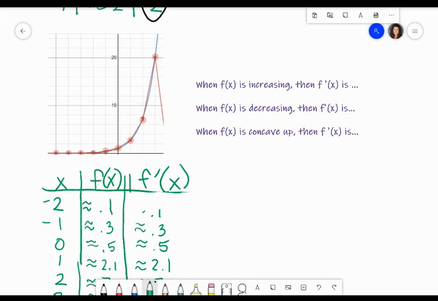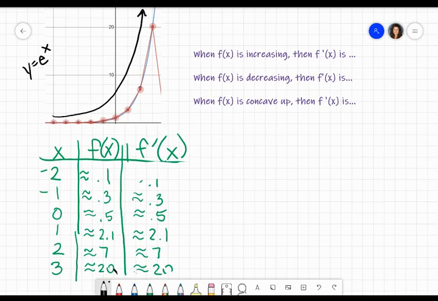Okay, let's look at just a couple more if you like. So here it appears that I have an exponential function. It appears to be something like e to the x, just guesstimating. And so I notice here that when f of x is increasing, actually, this function is increasing on the entire interval, then what do we know about the sign of f prime?